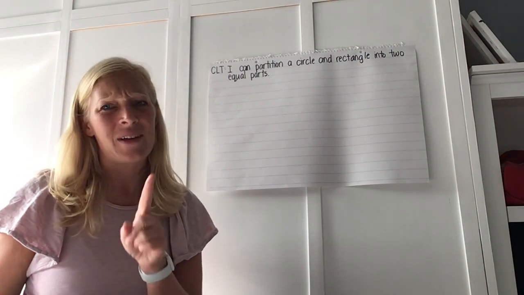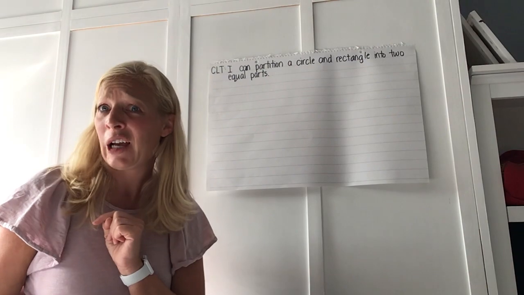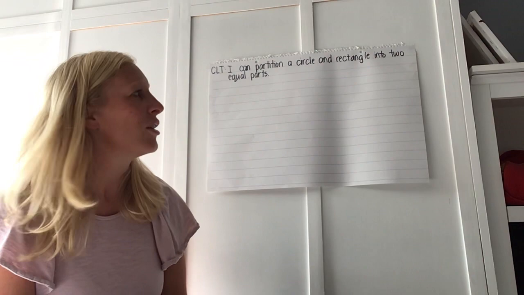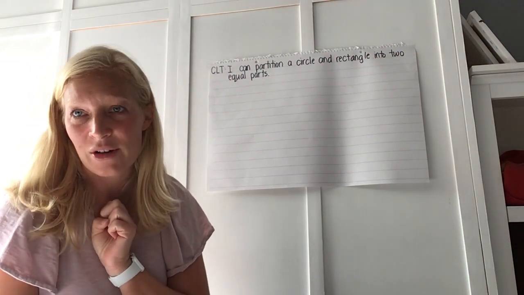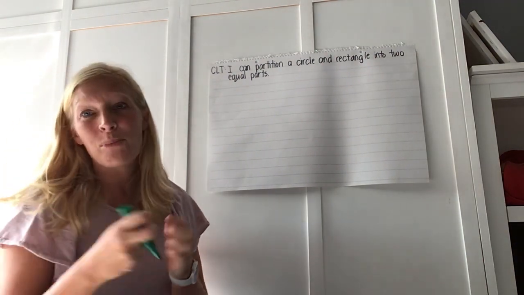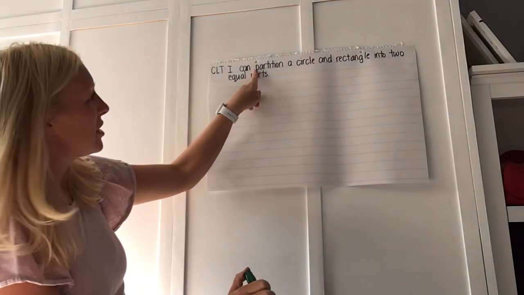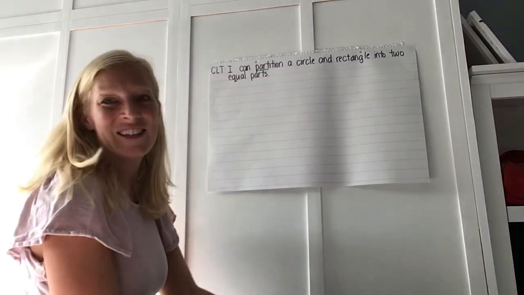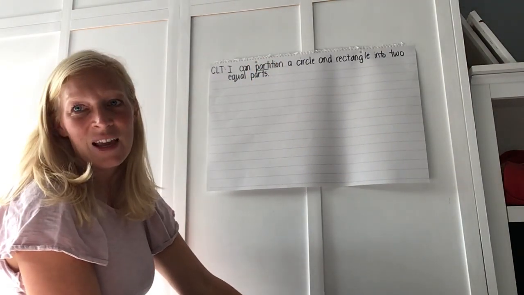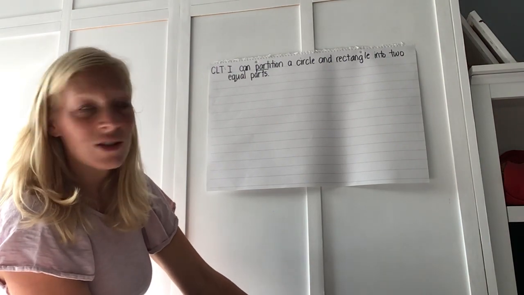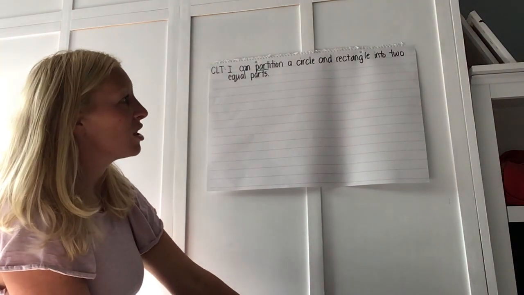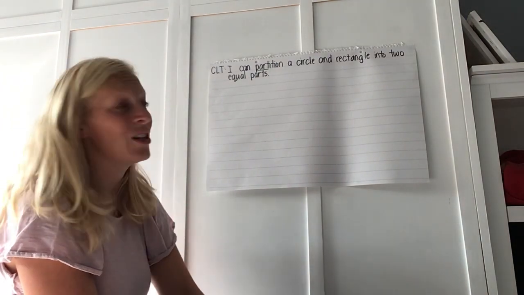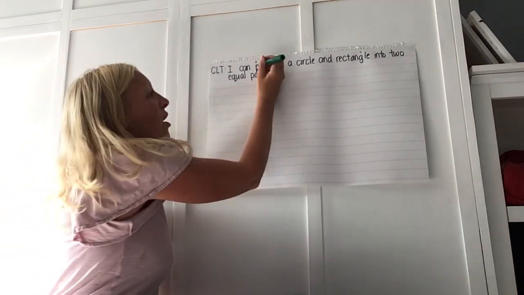Let's do that one more time, because there were a lot of words in there that made you go, huh? I can partition a circle and rectangle into two equal parts. Now, that first word, partition, I don't know if you noticed this, but there's a smaller word inside of it. That word, part. When we partition something, we break it up into parts. So when we say I can partition a circle and rectangle, that means we're going to be breaking those two shapes into equal parts. Partition.